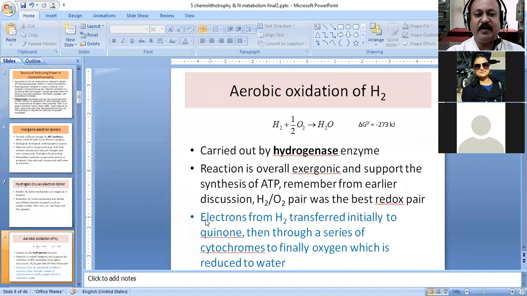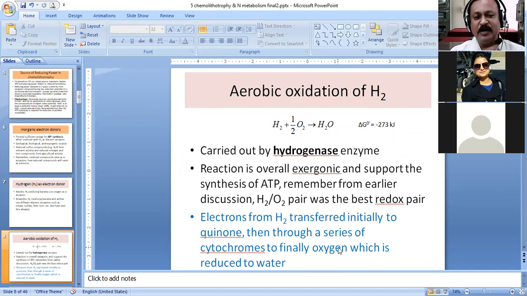And this is also a very important line I have written here. Electrons from hydrogen are transferred to a quinone. From the quinone, they go to a series of cytochromes. And from the series of cytochromes, the electrons go to oxygen. Like we have already seen in photosynthesis and respiration, there is a chain of electron carriers, and the electrons and protons are subsequently transferred to different components in the chain. Finally, the electrons go to the terminal electron acceptor.